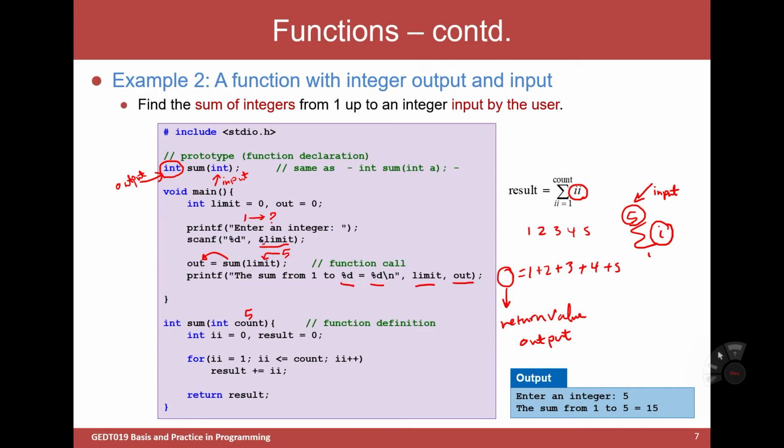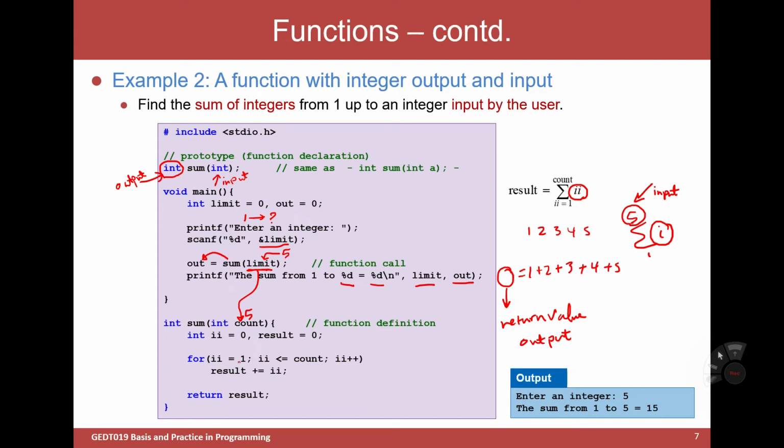But whatever you pass when you call the function, when you pass limit here, it will go to the count here. You pass the variable limit, and that value of the variable limit will go to the count. And then the count now equals 5, assuming I put limit equal 5. So the count equals 5. So what will happen here?